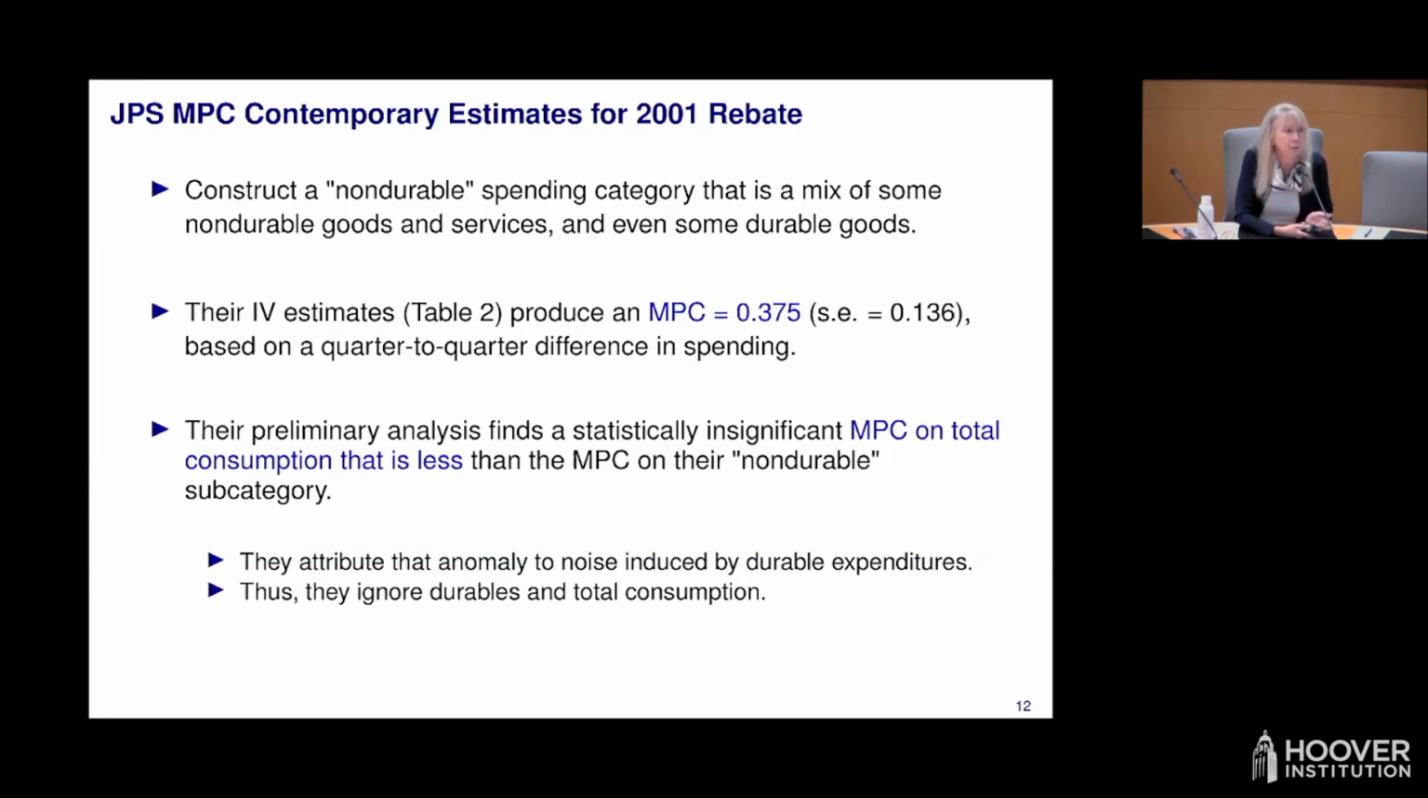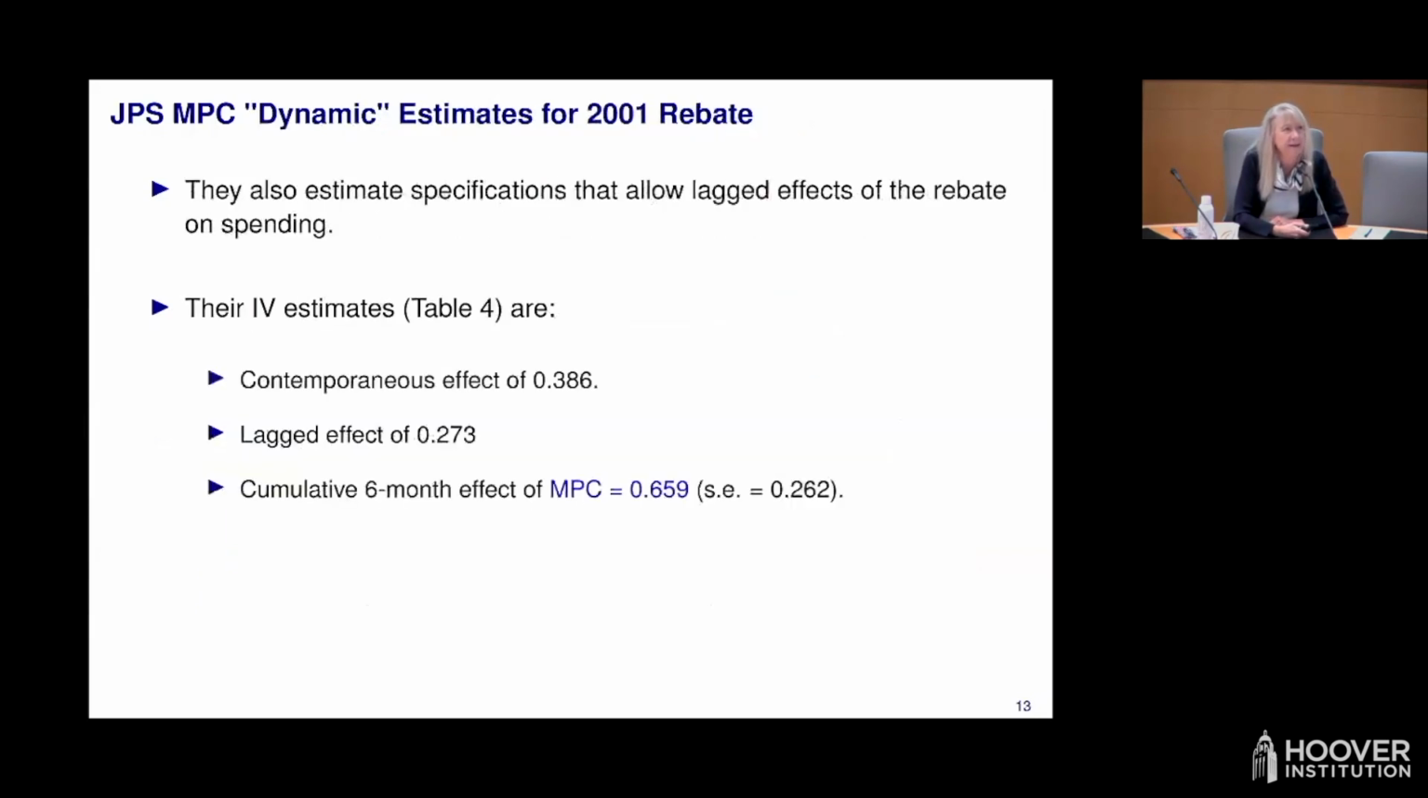Thus, they say they're going to ignore durables and total consumption and just focus on the very strict non-durables category. Remember that, because that's going to be key. They also look at dynamic estimates allowing the lagged rebate to have an effect on the current 3 months of consumption. When they estimate this, they get a contemporaneous effect of 0.386, an additional lagged effect of 0.273, for a cumulative 6-month effect of 0.66. Very, very high.